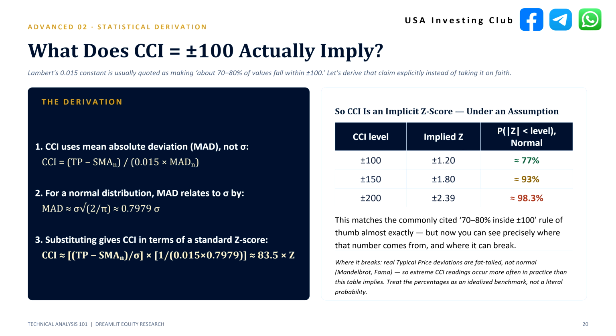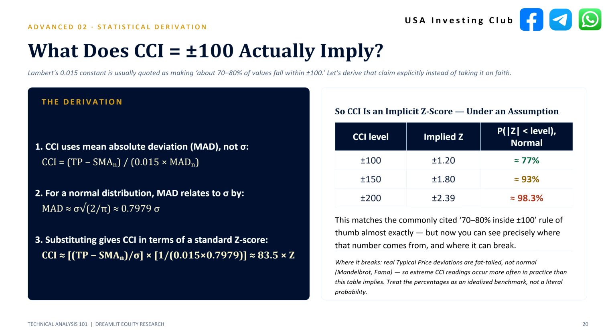In other words, CCI is an implicit z-score, but only under an explicit assumption of normality. Here's the coverage table that falls out of that derivation. A CCI level of plus or minus 100 implies a Z of roughly 1.20, which under a normal distribution covers about 77% of outcomes. Plus or minus 150 implies a Z of about 1.80, covering roughly 93%. And plus or minus 200 implies a Z near 2.39, covering about 98.3%.